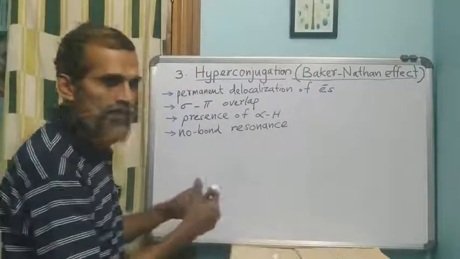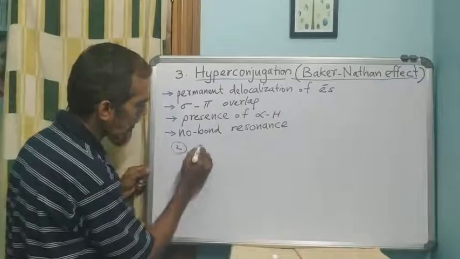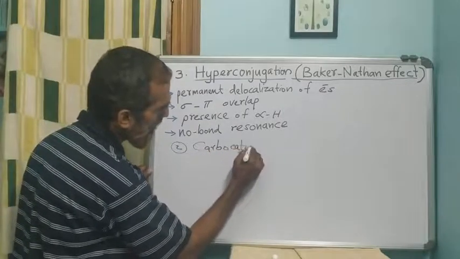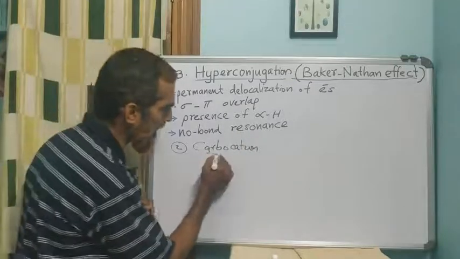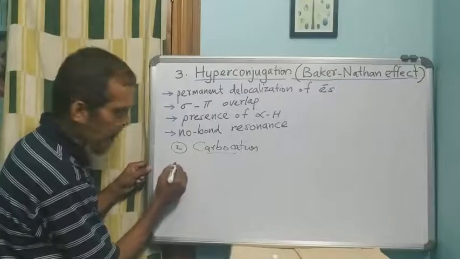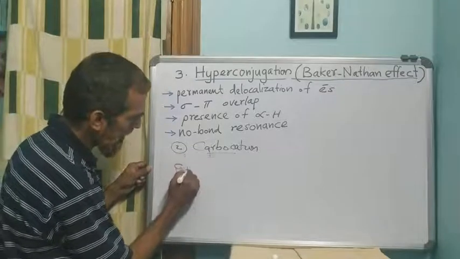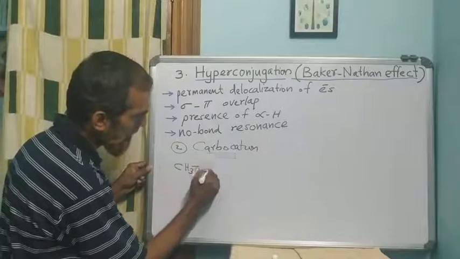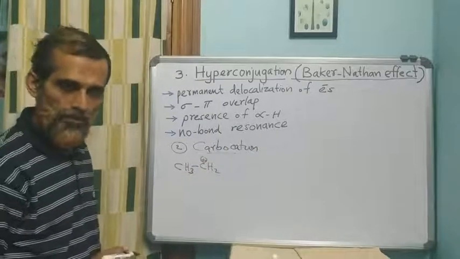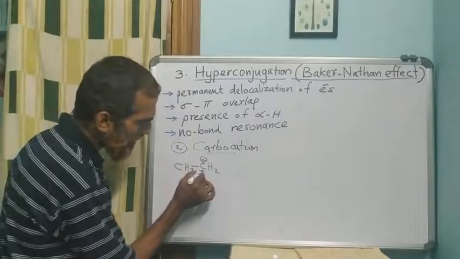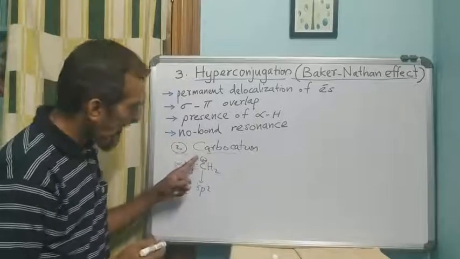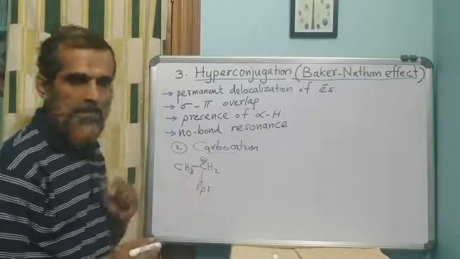The second example is carbocations. Carbocations also exhibit hyperconjugation. Why? We will see that. Let's take an example, that is ethyl carbocation, that is CH3CH2 plus. This is a carbocation. This carbon is sp2. When it is sp2 hybridization, there will be one vacant p orbital here.